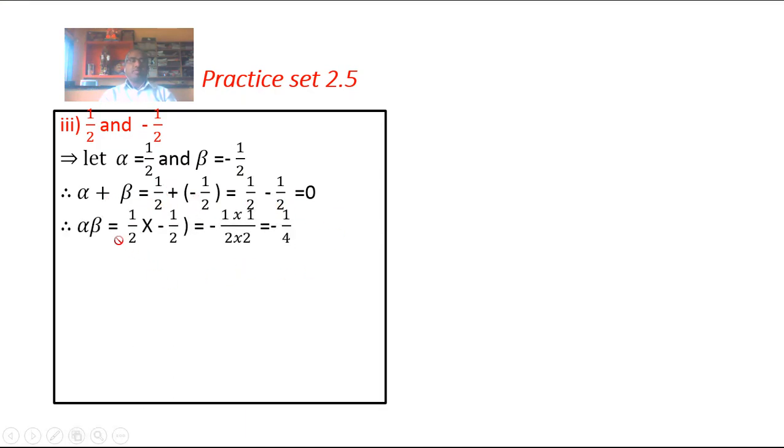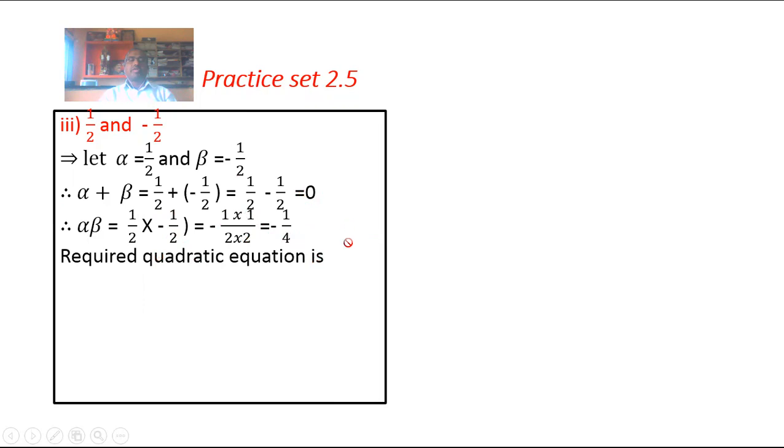And to find the product, alpha into beta is equal to 1 upon 2 multiplied by minus 1 upon 2. In fractions, for the product of two fractions, multiply numerator by numerator and denominator by denominator: minus 1 multiplied by 1, upon 2 multiplied by 2, is equal to minus 1 upon 4. Alpha into beta is equal to minus 1 upon 4.